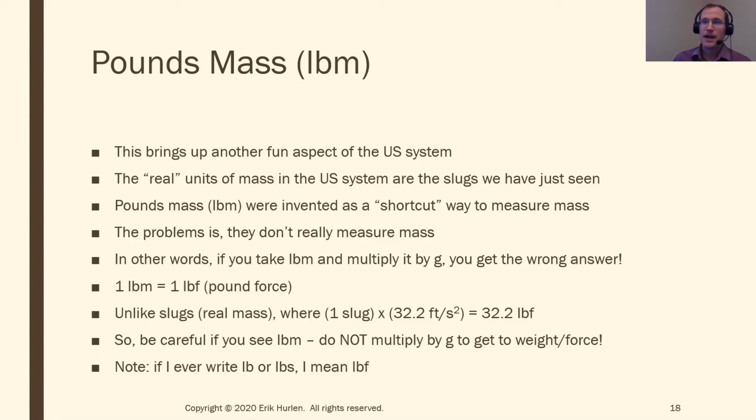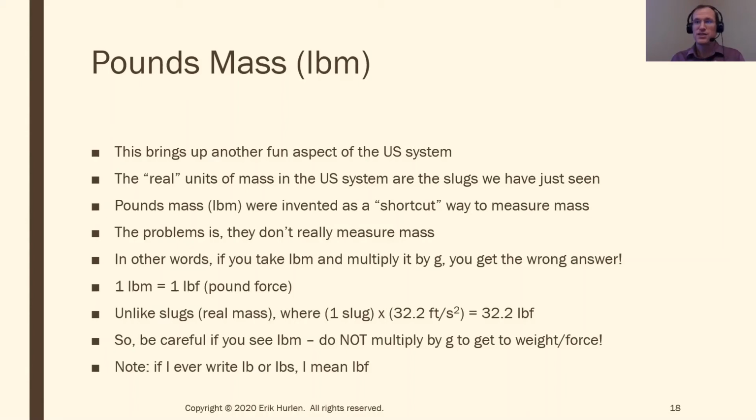Wrong. Pounds mass was made to be a very simple correlation. In other words, whatever the object weighs in pounds force is what it has in pounds mass. So if something has a mass, in quotation marks, of 1 pound mass, that corresponds to its weight being 1 pound of force. So if you ever see pounds mass, do not multiply by g to get to pounds force. It's just whatever number is in pounds mass is that number in pounds force.